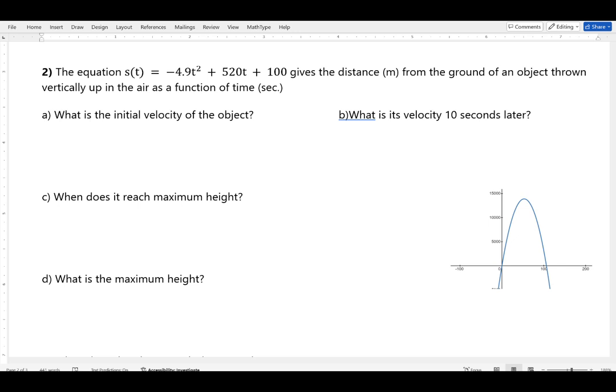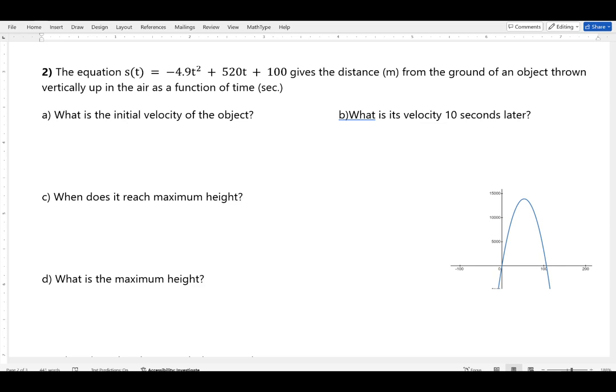Welcome back, and here we have another example of an application of derivatives problem involving velocity and acceleration. So here we have an equation s of t equals negative 4.9 t squared plus 520 t plus 100. And this gives the distance in meters from the ground of an object thrown vertically up in the air as a function of time in seconds.